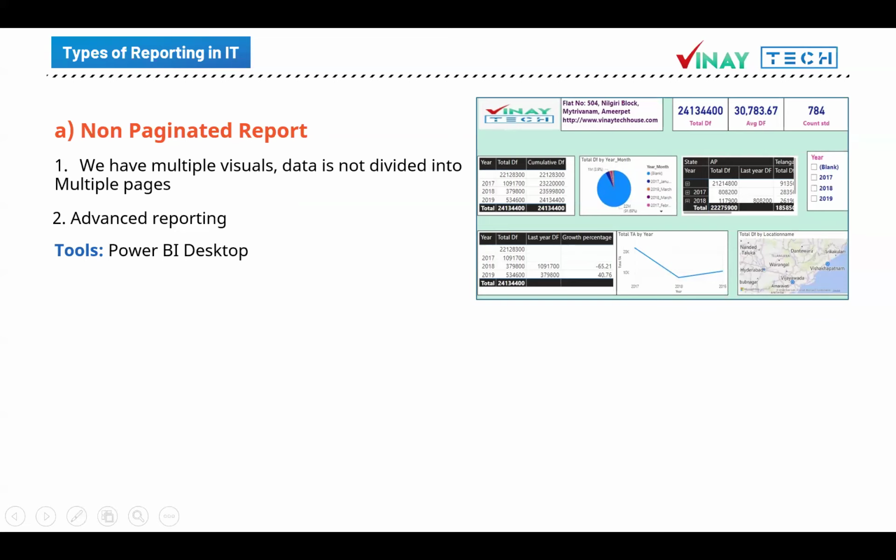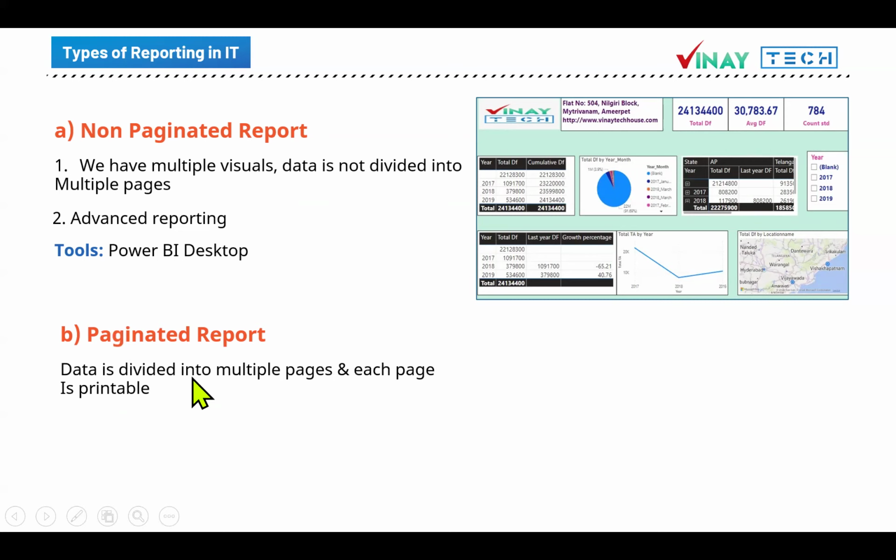Are all of you clear? The word is new, but simply, data is not divided into pages. Your resume is usually in multiple pages, and your textbook has multiple pages. But here, no pages. The second one is the paginated report. It is a very old style of reporting, legacy reporting. Here, data is divided into multiple pages, and each page is printable.